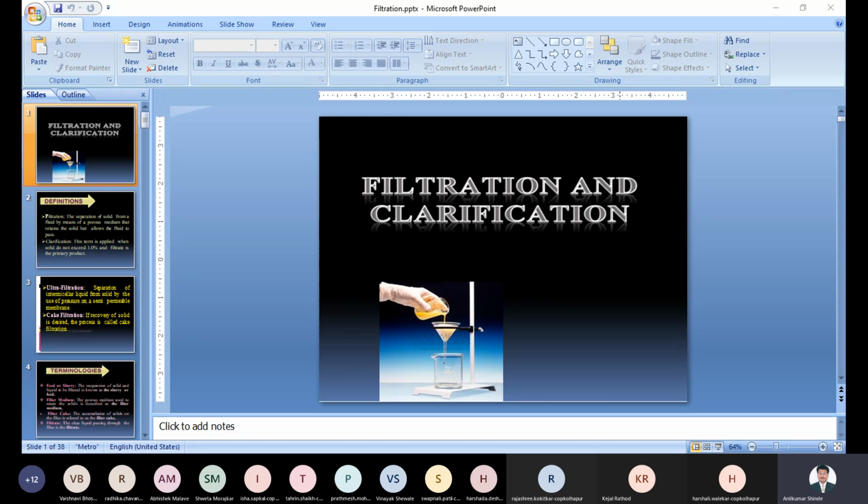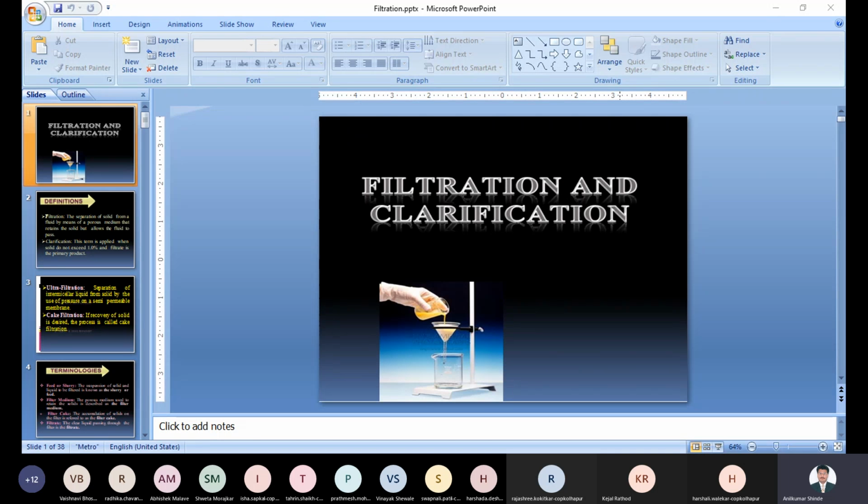Cake filtration means the solid particles which remain on the filter paper form a layer, separated from the liquid. So cake filtration is used if recovery of the solid is desirable, when the liquid contains more solid. Understand? If the liquid contains more solid, then during filtration the solid remaining on the filter paper forms a thick layer, and that thick layer is called the cake.